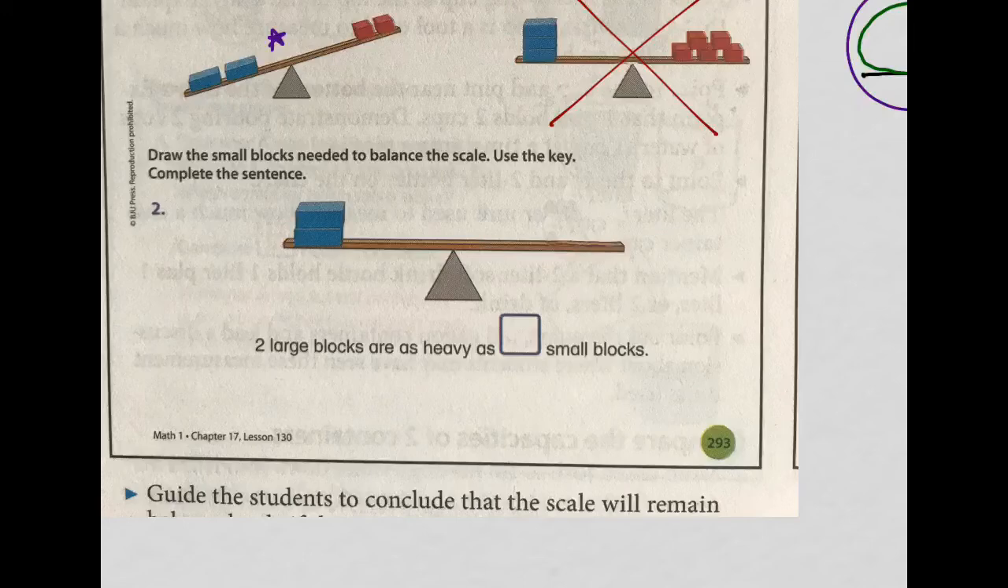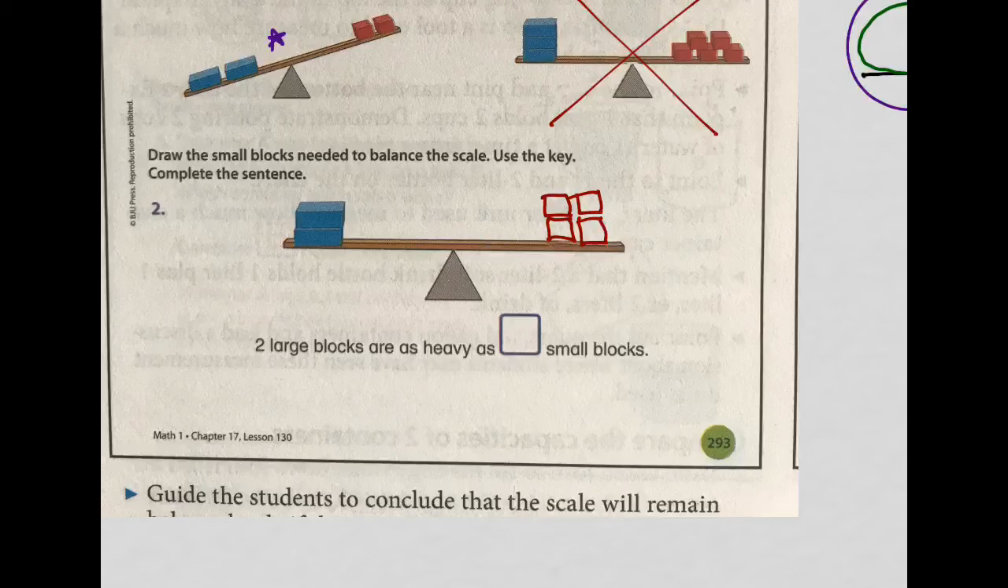All right, so let's look here. We have 2 large blocks. Well, we know with 1 large block, do you remember how many small blocks we need to draw for that one? Did you say 2? You are right. Let's draw 2 of those. Then we have another large block. How many more small blocks do we need to put on the other side of the scale to balance it? If you said 2 more, you are correct. All right. So we have balanced the scale.